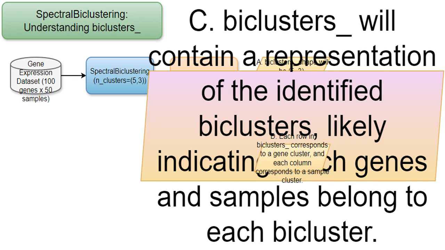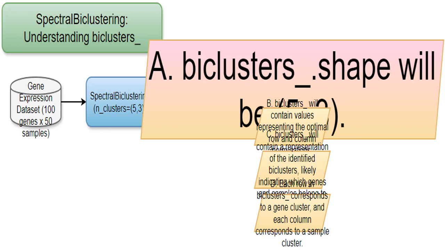BICLUSTERS doesn't just tell you how many clusters there are. It tells you which data points, genes and samples, are part of each cluster. It's like a detailed map showing precisely which genes and samples belong to each of the 5 gene clusters and 3 sample clusters. This is wrong.